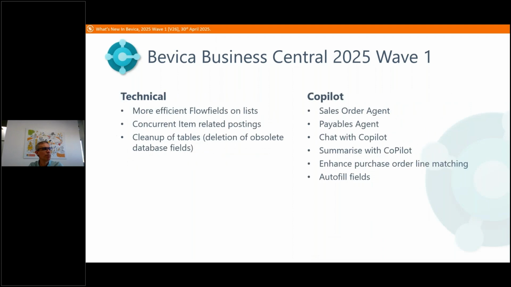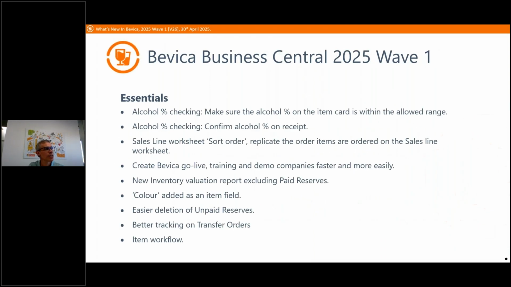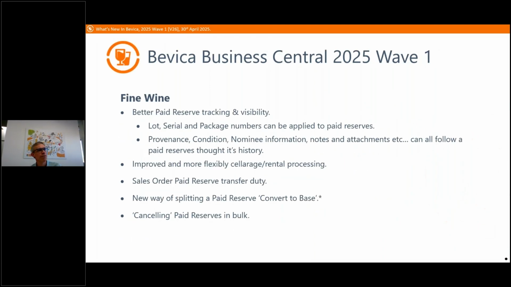Oops. Back to the presentation. So the next section was the fine wine. We've done a lot of work on basically tracking and visibility across most of the fine wine area. So you can now assign standard lot numbers, serial numbers, and package numbers to paid reserves. The provenance and kind of information fields that are on paid reserve records flow throughout the system a lot more alongside the lot numbers and package numbers.